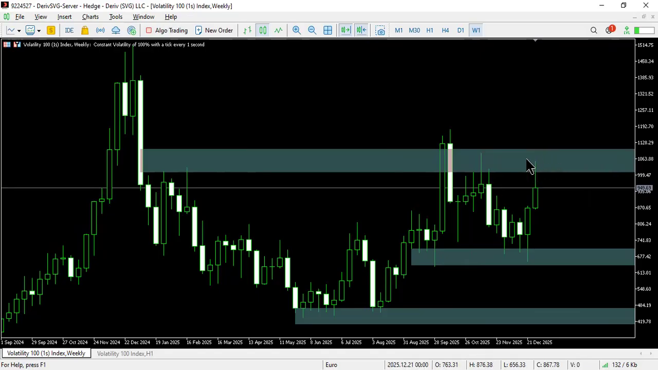So I'm going to be looking for selling opportunities to this demand zone. So for this week on VIX 101S, you're going to be looking for selling opportunities until price decides to break that high. Then we'll be looking for buying opportunities to the upside. However, price is finding resistance at that supply zone. Therefore, we're going to be looking for selling opportunities to the downside.